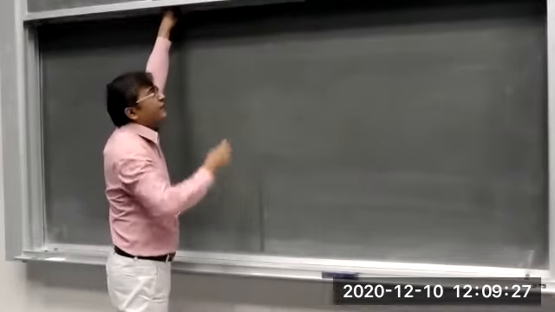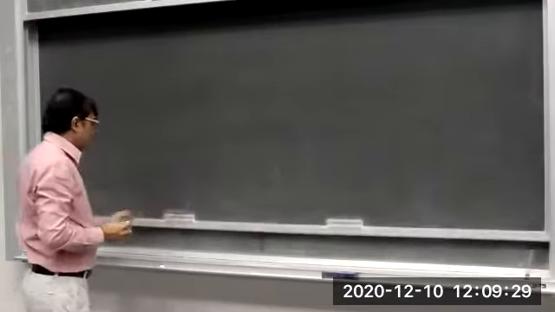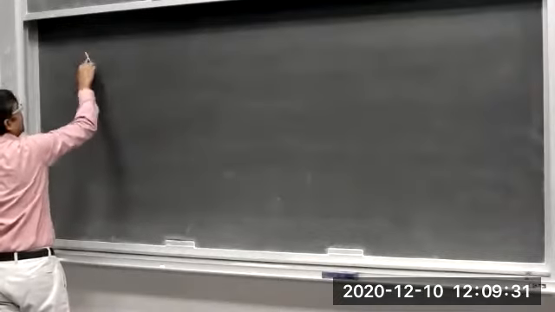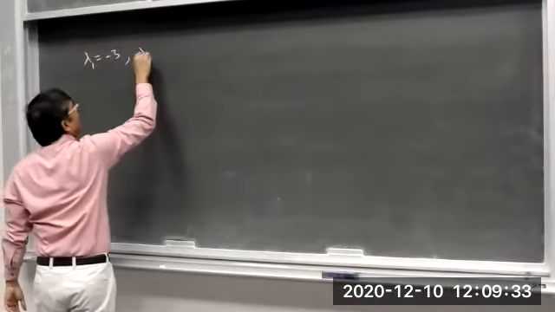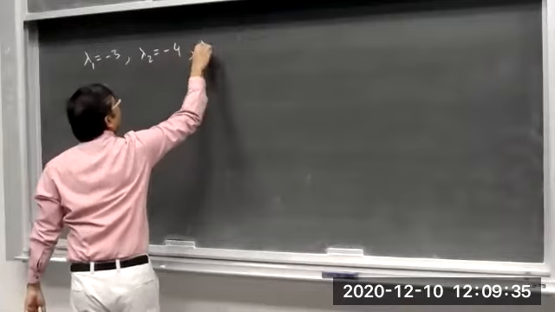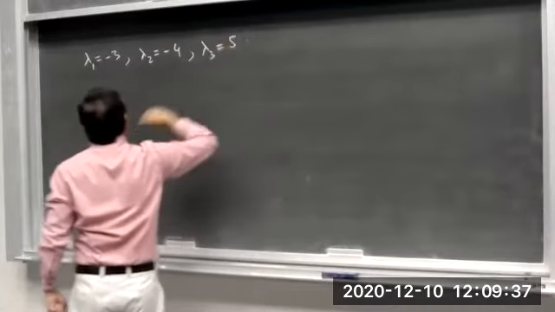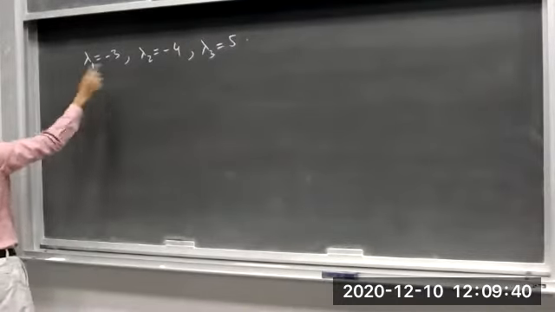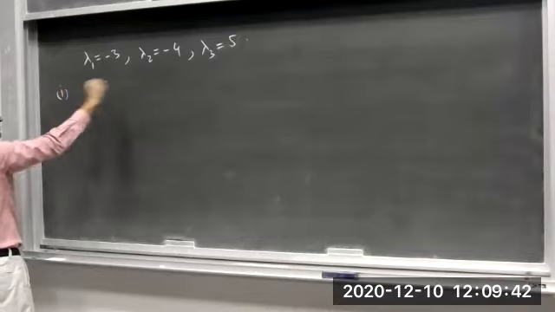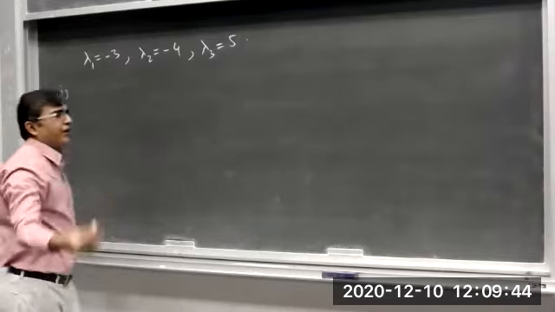Now, once we have the roots, which are real and distinct, lambda 1 is -3, lambda 2 is -4, and lambda 3 is 5, corresponding to each lambda we have to find the corresponding eigenvector.